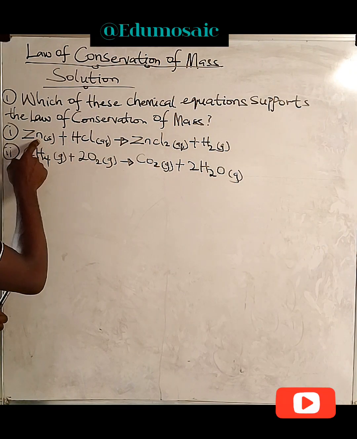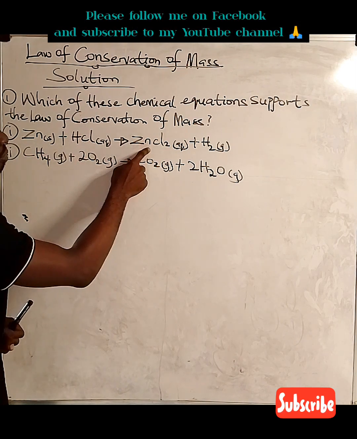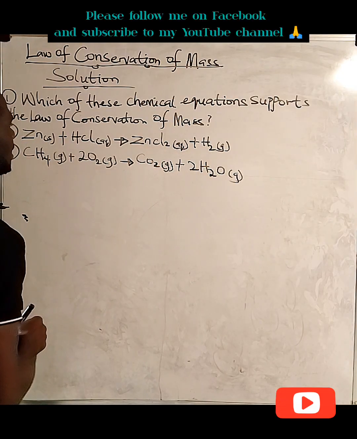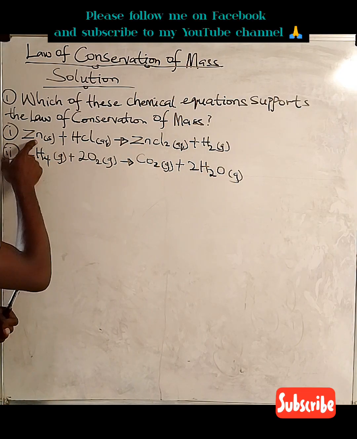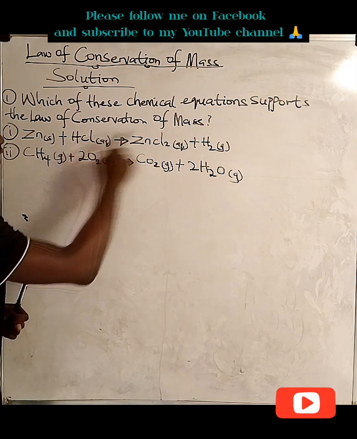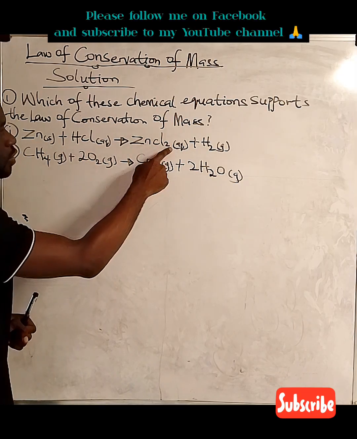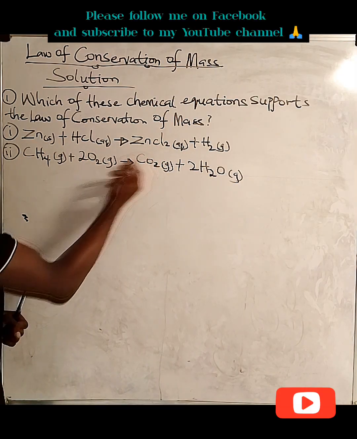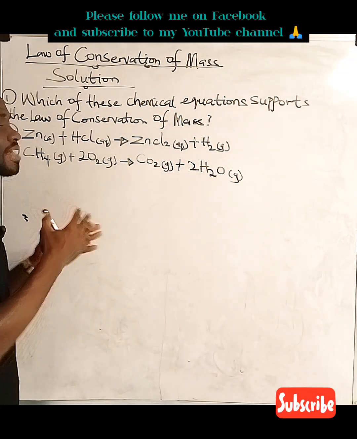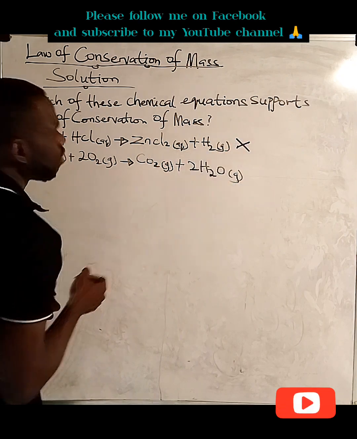So as you can see, in the first equation we have one atom of zinc, one atom of hydrogen, and one atom of chlorine on the reactant side. On the product side, one atom of zinc, two atoms of chlorine, and two atoms of hydrogen. Zinc is one on both sides, that's fine, it's balanced. Hydrogen here is one, hydrogen here is two, so it's not balanced. Chlorine here is one, chlorine here is two, so it's not balanced. For the fact that we have this imbalance between the reactant and the product side, it means this does not support the law of conservation of mass.